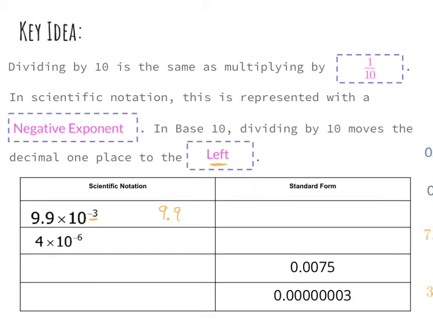That doesn't mean that my number is negative. I want that to be very clear. My number here is not negative. It's not negative 9.9. Just because I have a negative exponent does not make my number negative. It just makes my number very, very, very small. So in this case, I'm going to be moving to the left 3 spaces. So again, I'm going to count 1, 2, 3, and I'm going to place my decimal point.